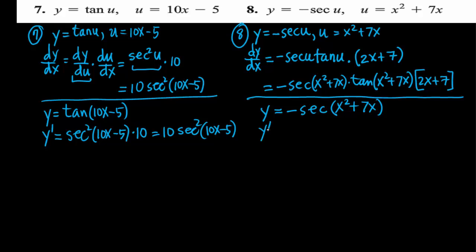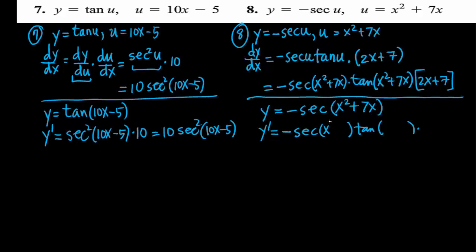So what is y prime? We take the whole picture. The big picture is the negative secant of something. What is the derivative of secant? The derivative of secant of something is secant times tangent. So we take minus secant times tangent of that same argument, multiplied by the derivative of the argument.